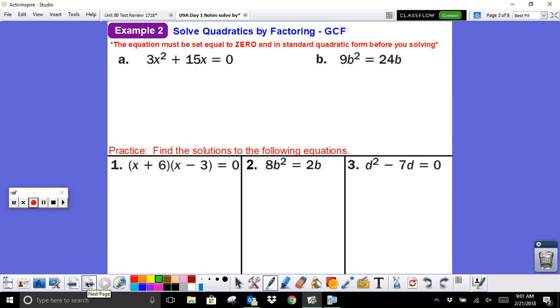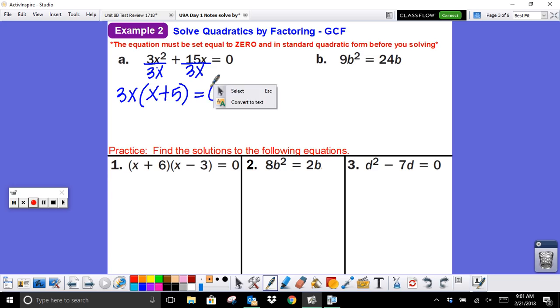All right, so here we go. So this says the equation must be set equal to 0. Okay, so we need to get this all equal to 0 before we do any factoring. So looking at A, notice it is already set equal to 0. Okay, the next step is I'm going to start factoring this. So I need to look for a GCF first. All right, well I see they both have 3 and x in common here. So I'm going to take 3x out. That leaves me with x plus 5, and that's equal to 0.